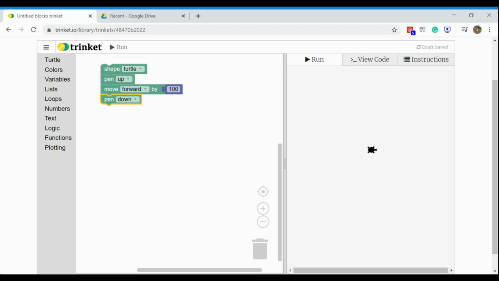So I want you guys to try this on your own. Draw a square and then move your pen somewhere else. Move it some direction, some amount forwards or backwards, and draw another square. Pause the video right now to try this.